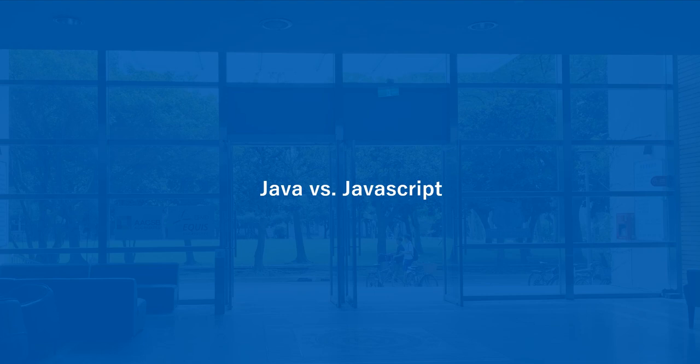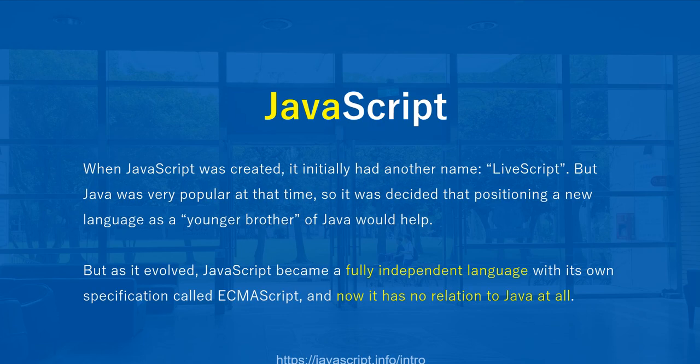Maybe today you create something for the web, and you need to use JavaScript, and if you build some desktop applications, maybe you can use Java to finish it. And actually JavaScript was created after Java, and initially it had another name, LiveScript. But I think they are really good at marketing, because they knew Java was so popular at that time, so they decided to position it as a new language, the younger brother of Java. So they just used the name JavaScript.